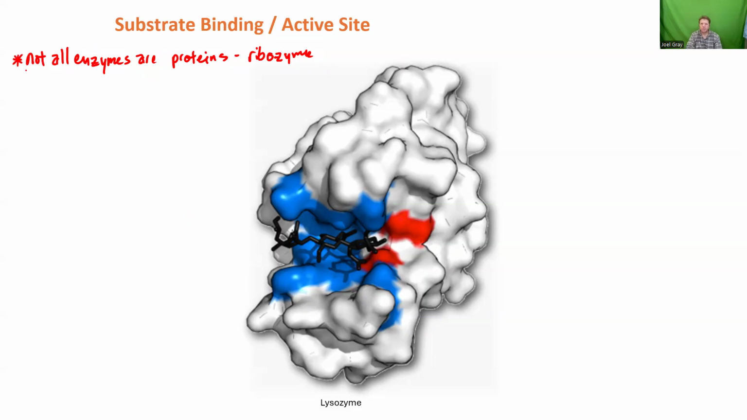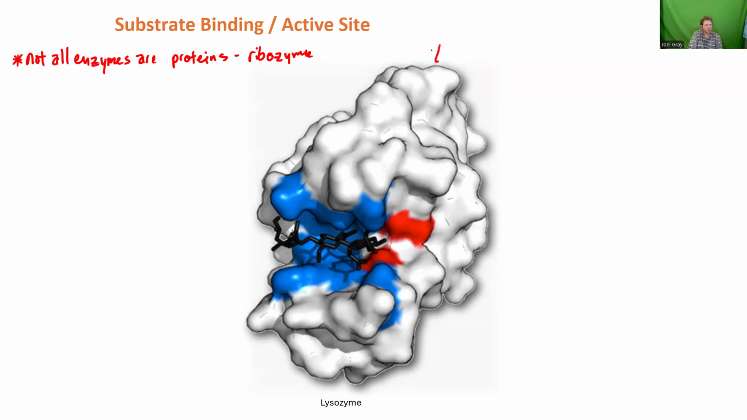Despite this, more times than not, when people are talking about an enzyme, they are talking about something that is made up of amino acids. This is an important distinction, just so you have a comprehensive view of what an enzyme is. But for most purposes, when somebody's talking about an enzyme, they are talking about a protein or a polypeptide, something made up of amino acids.